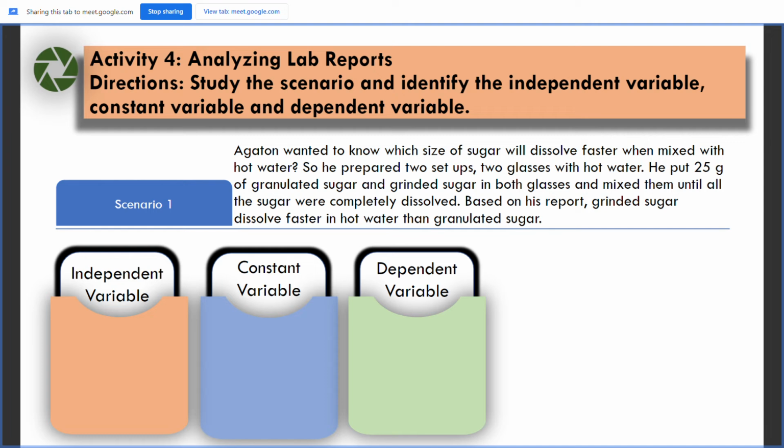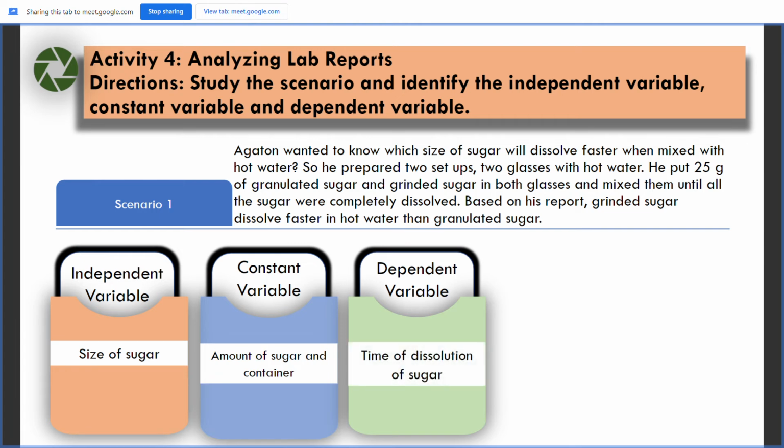So, identify natin yung independent, dependent, at saka constant variable. So, una ay yung size ng sugar. That is the independent variable. Ibig sabihin, ito yung binabago natin sa experiment. Yung dalawang experiment natin ay parehas ng setup except dun sa size ng sugar na ginamit. Ang constant variable natin is yung dami ng sugar at the same time yung amount ng water, tsaka yung lagayan. Pati rin syempre yung paraan mo ng paghalo, dapat pareho dun sa dalawa.